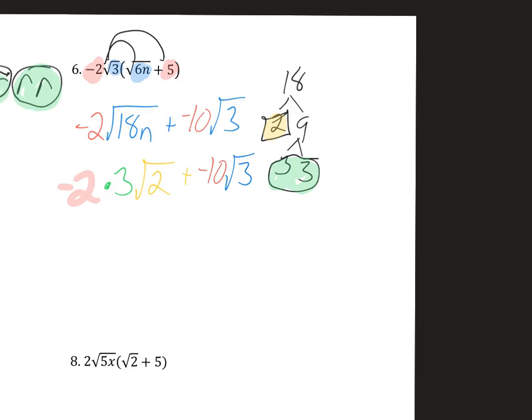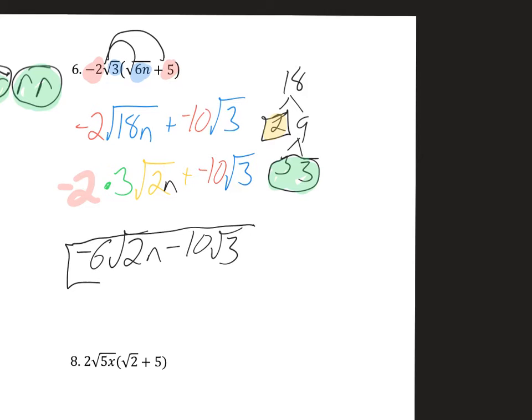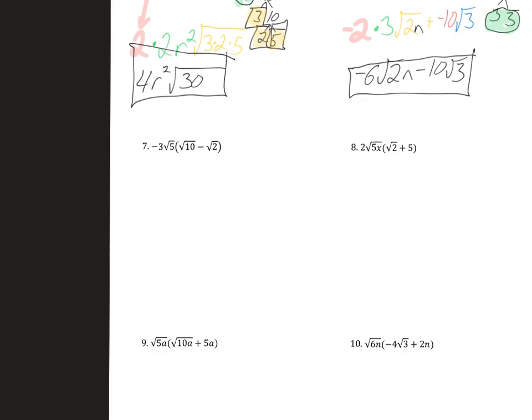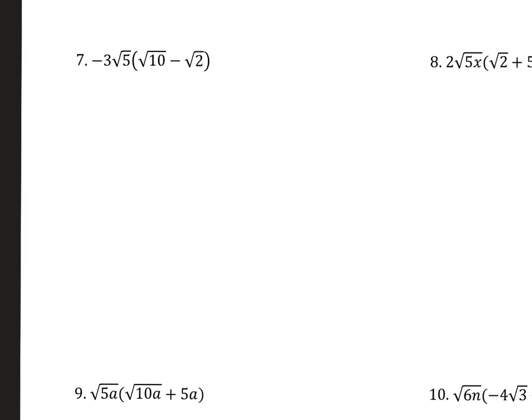So let's just go ahead and simplify this. Negative 2 times 3, that's negative 6 radical 2n, oops, I forgot the n, and minus 10 radical 3, or you could say plus negative 10 radical 3. This is what I am looking for. Okay, now let's go to the next one. I'm going to give you a minute. Go ahead and try that one out.